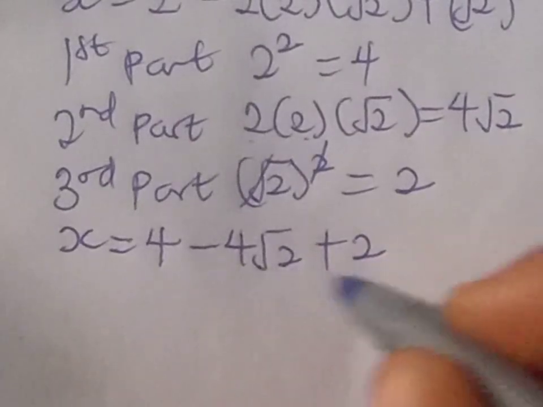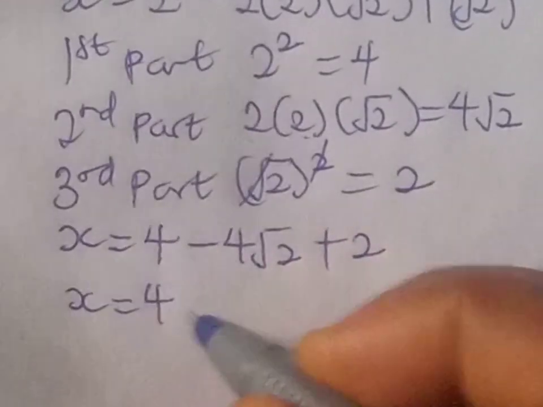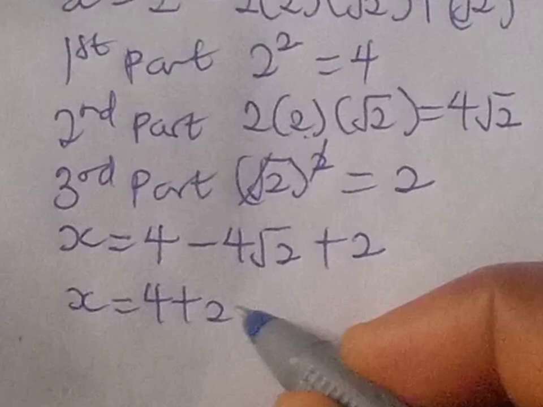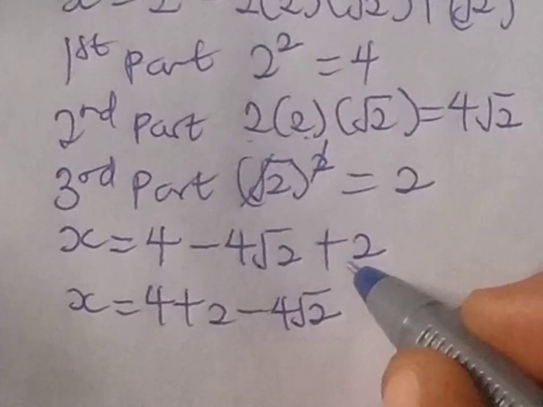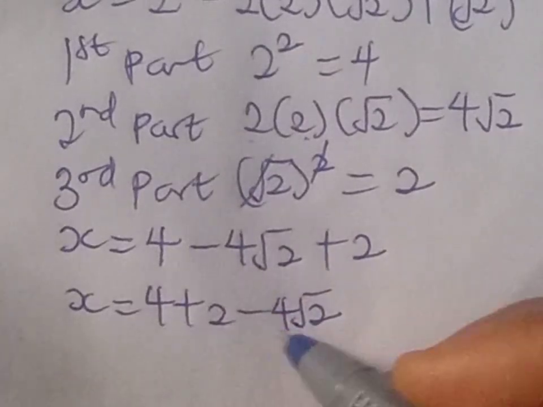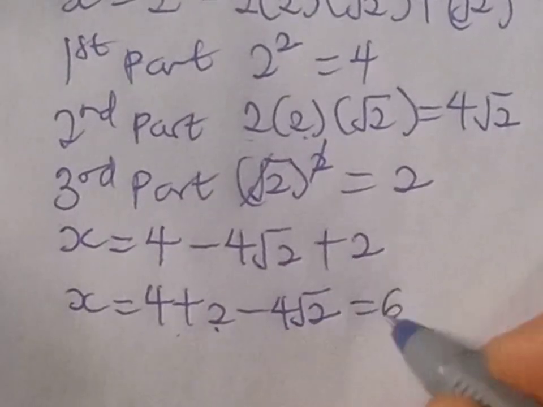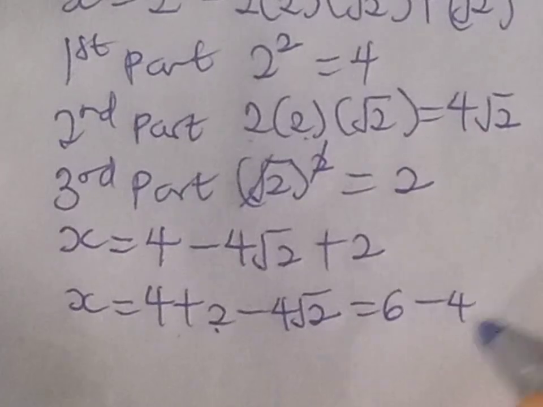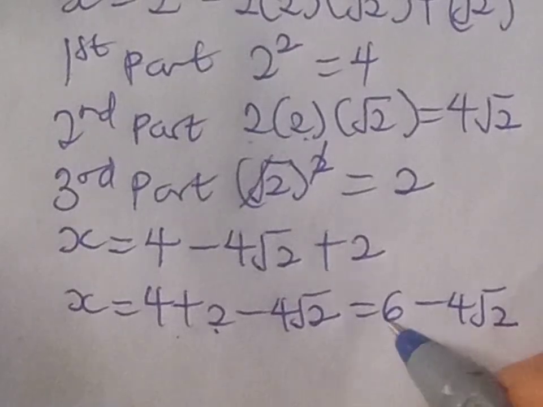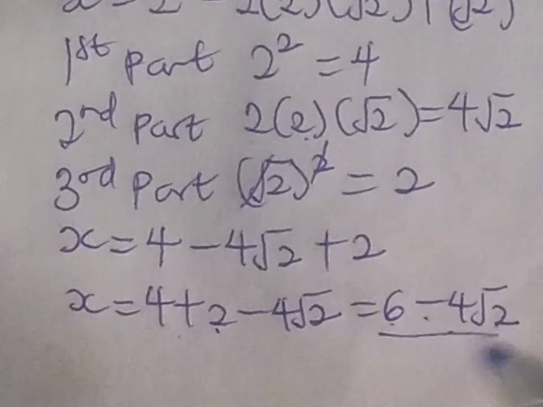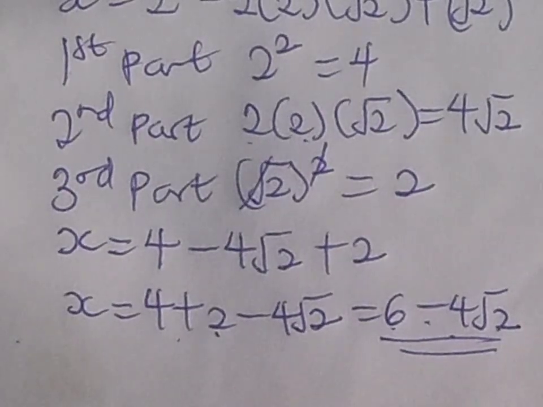Let's combine like terms, that is x equals 4 plus 2 minus 4 root 2. By the time we arrange this, we shall be getting this. So 4 plus 2 equals 6. So we have 6 minus 4 root 2. So our x equals 6 minus 4 root 2. Let's verify if our answer is correct.